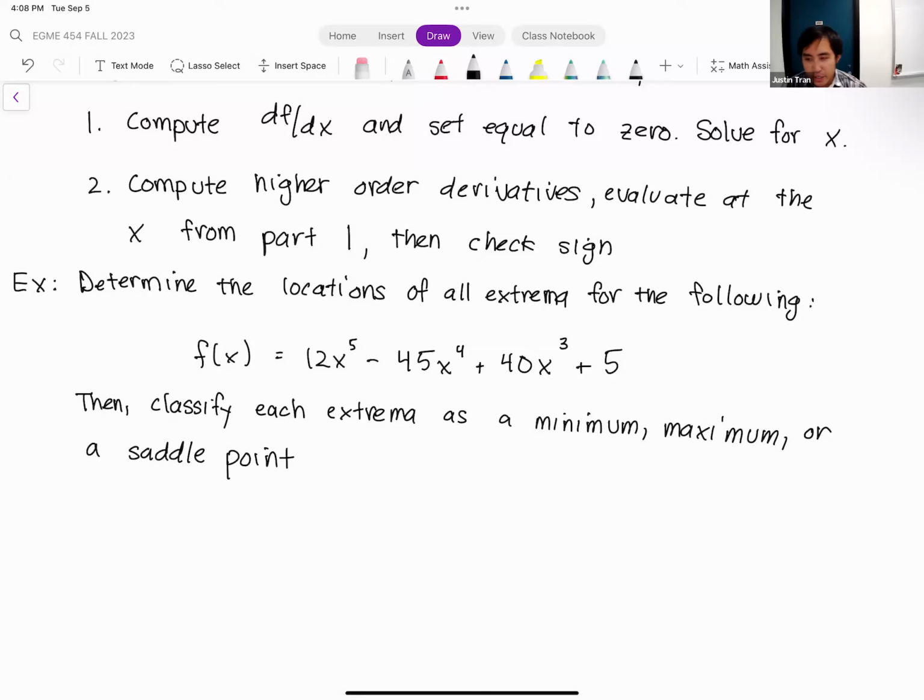Then once we find the location for all the extrema, so all the values of x where the slope of this function is equal to 0, then we're going to classify these as either a maximum, a minimum, or a saddle point, which is neither a max or a min. Okay. And we're going to follow the exact same method that we have up here. So we're going to take derivatives of this function, set the first derivative equal to 0, then use the higher order derivatives to determine whether it's a maximum or a min.